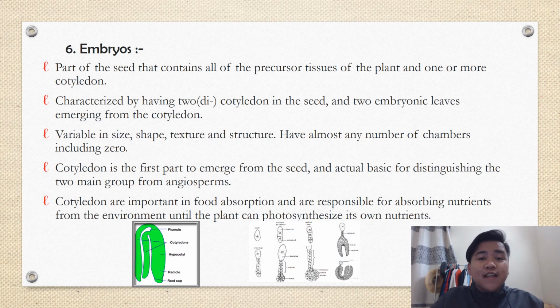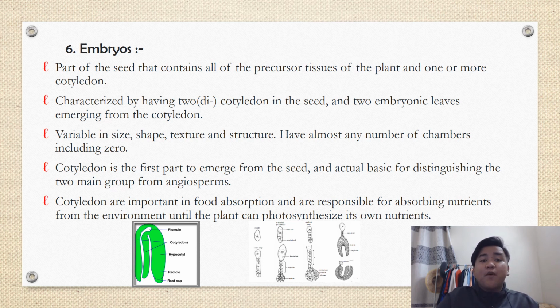Okay, the last one is embryo. The embryo is the part of the seed that contains all precursor tissue of the plant and one or more cotyledons. As the name suggests, dicots are characterized by having 2 or di-cotyledons in the seed and 2 embryonic leaves emerging from the cotyledons.